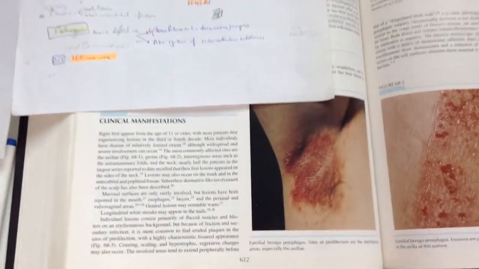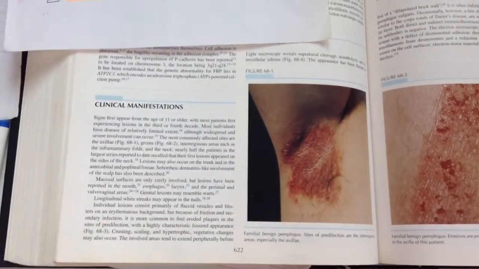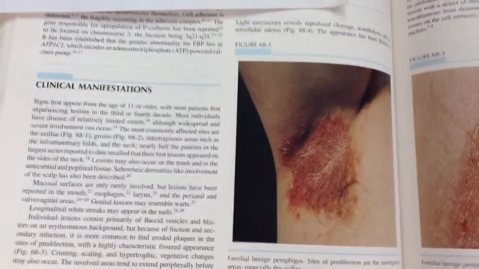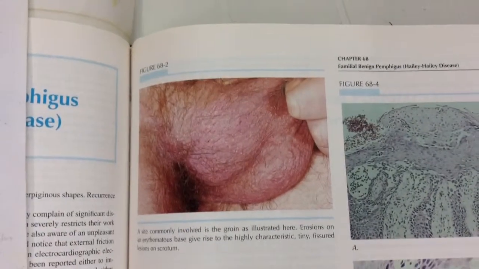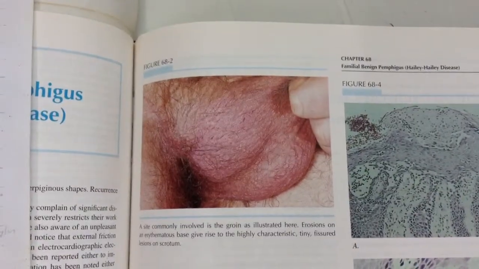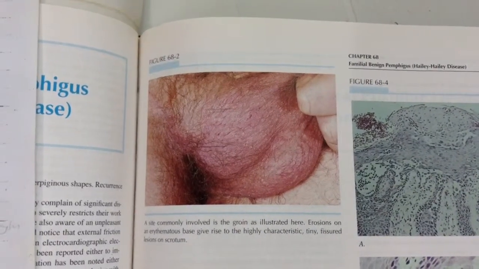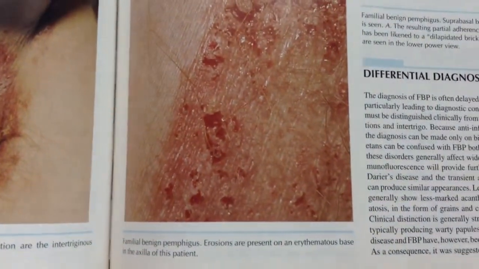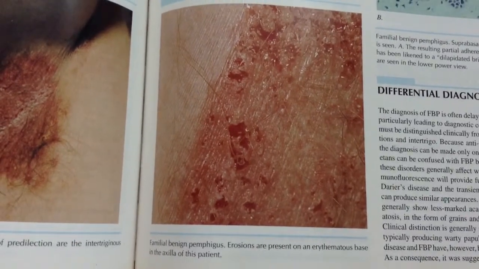Clinically, we can see here this familial benign pemphigus or Hailey-Hailey disease, the site of predilection being the intertriginous area, especially the axilla. We see here the clinical picture, and also another picture of Hailey-Hailey disease, with erosions and erythema, tiny fissured lesions also in the scrotum, and we see here also the lesions of Hailey-Hailey disease, erosions on an erythematous base in the axilla of the patient.